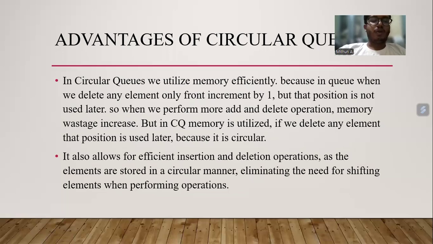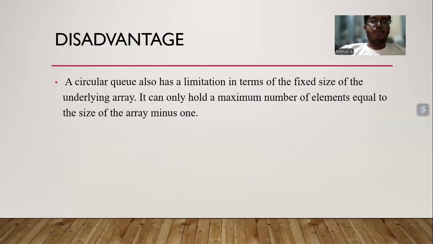Another thing is it also allows for efficient insertion and deletion operations, as the elements are stored in a circular manner, eliminating the need for shifting elements when performing operations. One of the disadvantages, or limitations, of circular queue is that it has only a fixed size of the underlying array, and it can only hold a maximum number of elements equal to the size of the array minus 1.